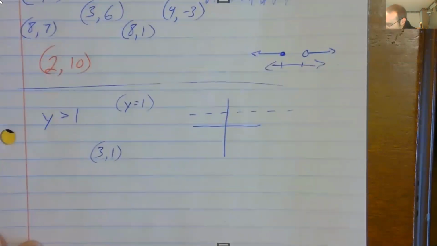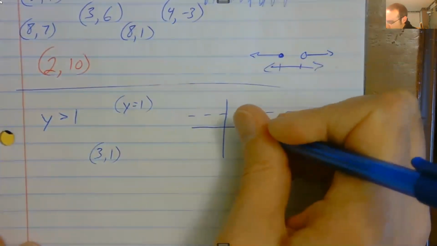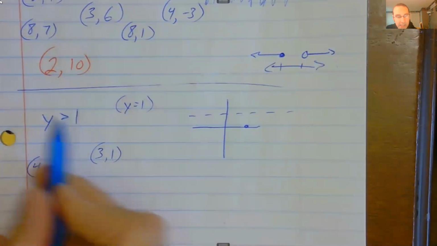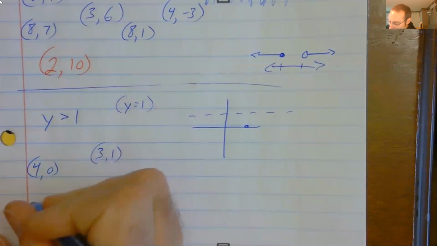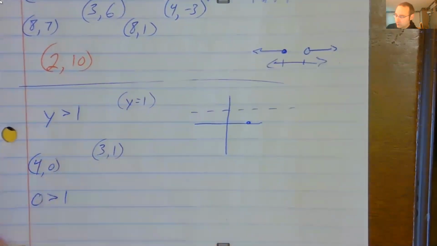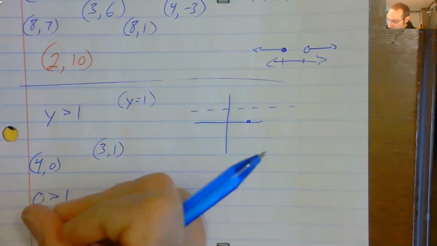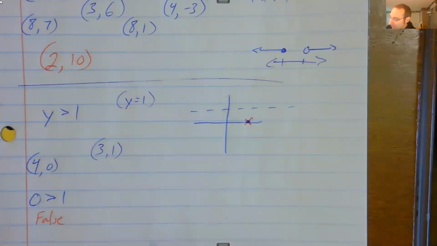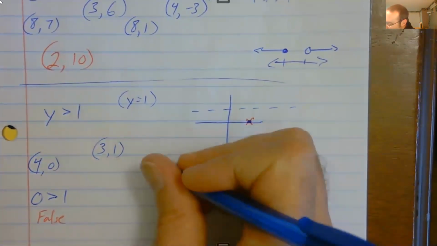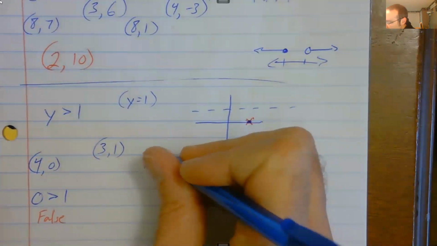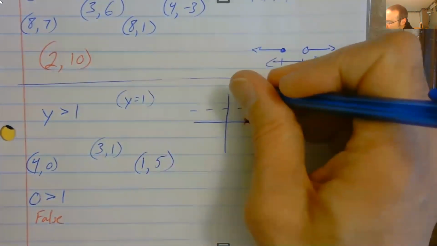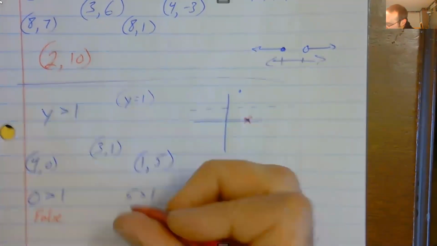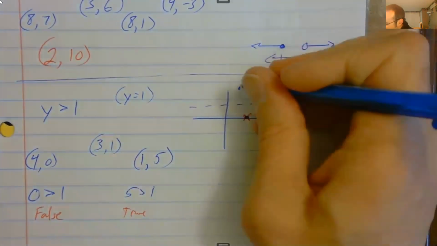Okay, so I'm going to try the point that's down here. This is the point 4, 0. And if I put 4, 0 into here, really all I need to do is test the y value: 0 greater than 1, and we see that is false. Doesn't work. Okay, so this did not work, 4, 0. And then I'm going to try the point 1, 5. 1, 5 is something up here. And let's see, I put the 5 in for the y. 5 is greater than 1. Absolutely, that's true. And so yes, hooray, that worked.